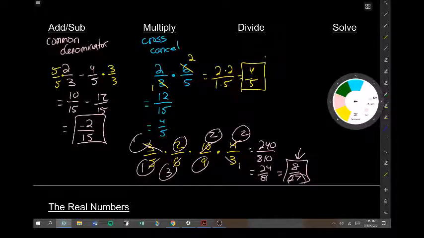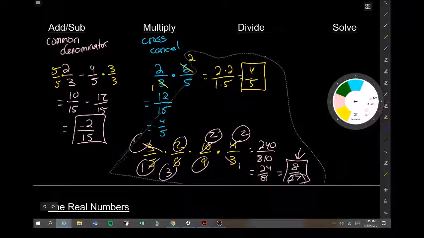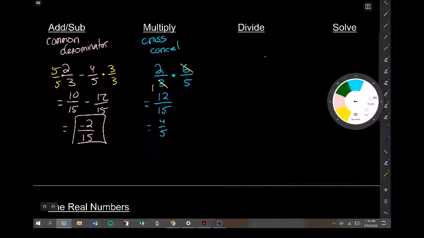So with multiplying, cross-canceling tends to be the most efficient and accurate method that I recommend you follow. I don't really care how you do it, so long as you're going to come up with the right answer. Let's talk about dividing fractions now. Here's the really great thing about dividing fractions.